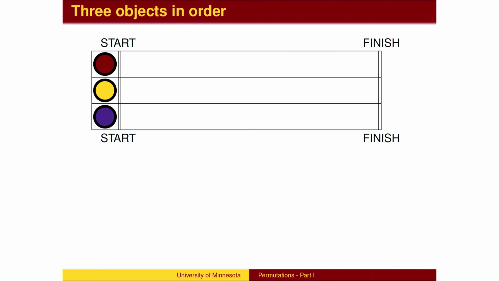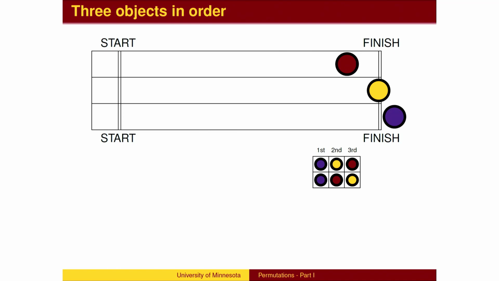Now suppose there is a third runner from the purple team. In how many different orders can they finish? First, we must determine the winner. Suppose purple wins. We then must determine the places of the two remaining runners. Notice that this is precisely the previous example. So we have two ways of arranging maroon and gold when purple has won.